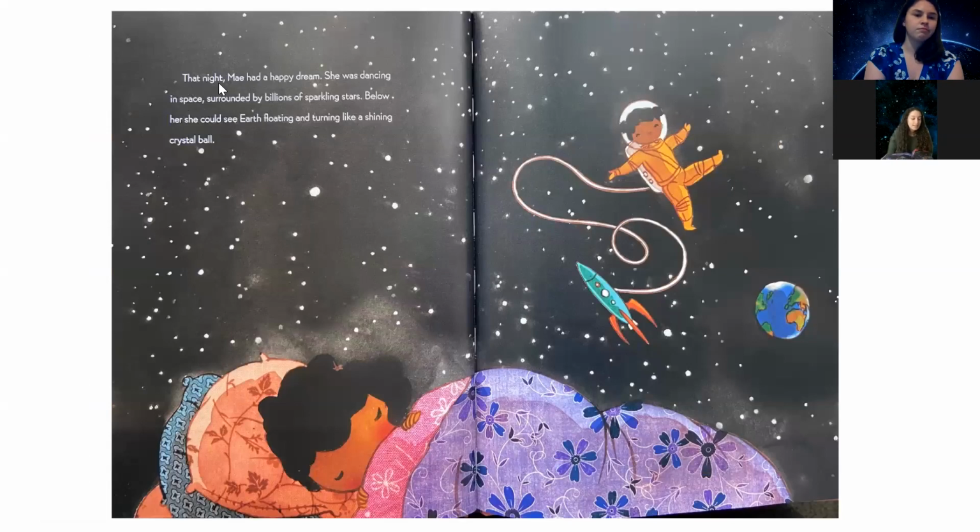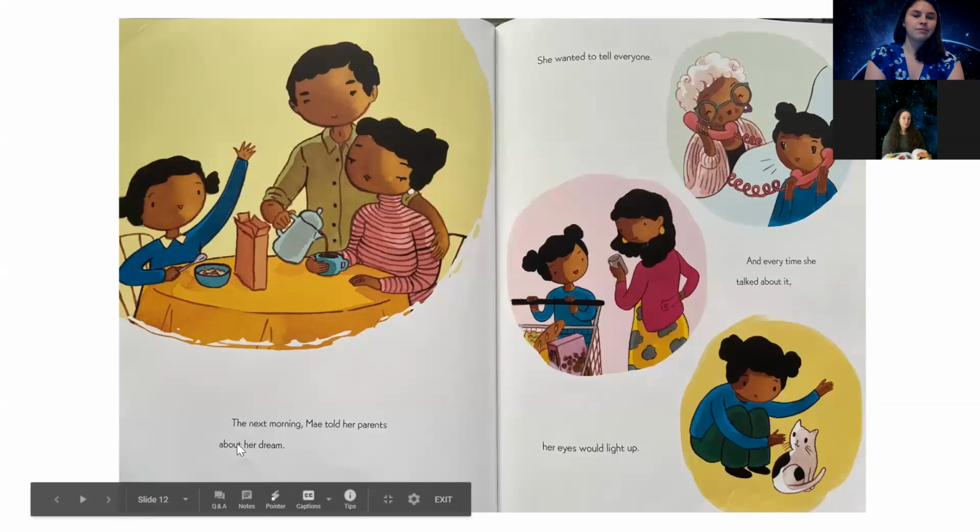That night, Mae had a happy dream. She was dancing in space surrounded by billions of sparkling stars. Below her, she could see Earth floating and turning like a shining crystal ball. The next morning, Mae told her parents about her dream.